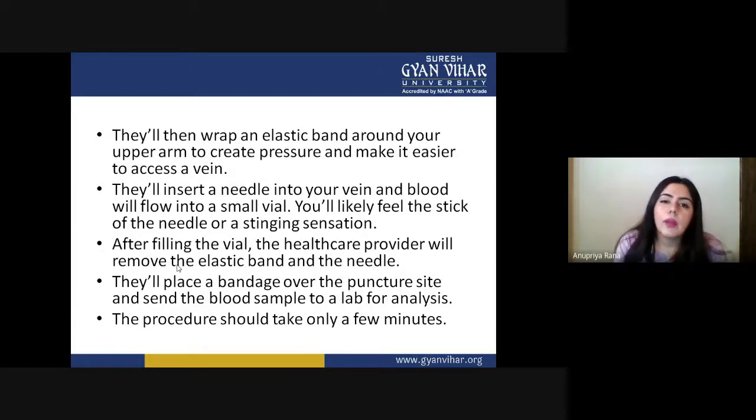They will then wrap an elastic band around your upper arm to create pressure and make it easier to access the vein. If sometimes the vein is not accessible, we can do this. After that, they will insert a needle into your vein and blood will flow into a small vial. You will likely feel the stick of a needle or a stinging sensation. So this is just as simple as taking a blood sample.